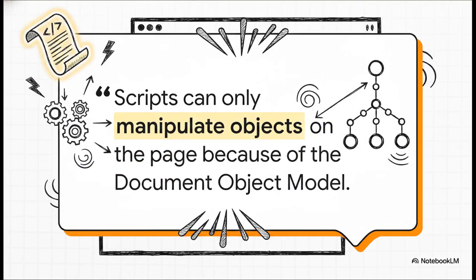And this idea is so important it's worth saying again. Scripts can only manipulate things on the page because of the document object model. It's not just one way to make pages dynamic. For all intents and purposes, it's the only way. Every single time you see a page change without reloading, you can bet the DOM is at work.